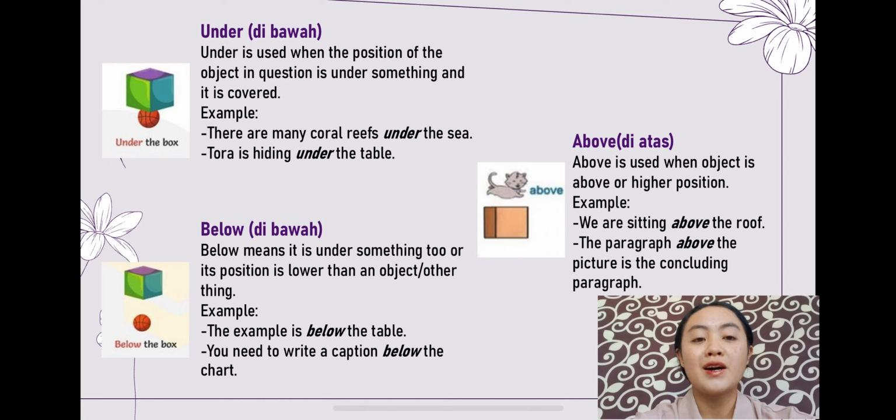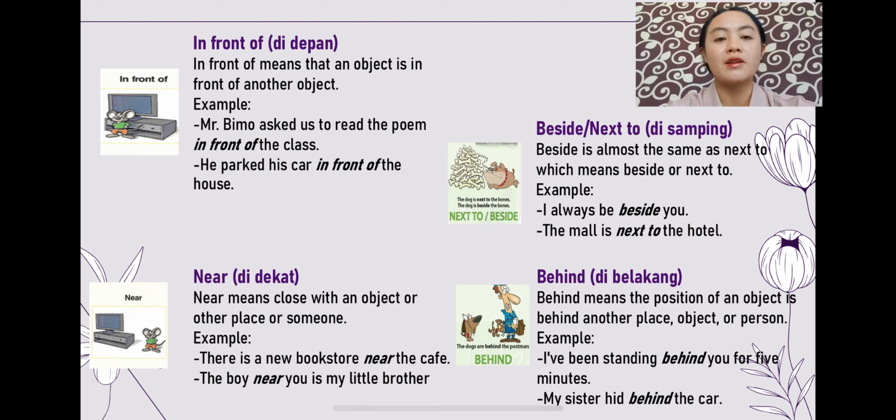Number 6, above. Above is used when an object is above or higher in position. Example, number 1, we are sitting above the roof. Number 2, the paragraph above the picture is a concluding paragraph. Number 7, in front of. In front of means that an object is in front of another object. Example, Mr. Bimo asked us to read the form in front of the class. Number 2, he parked his car in front of the house.